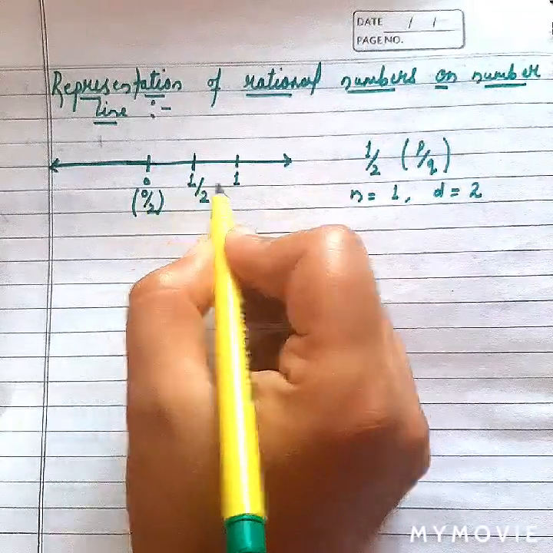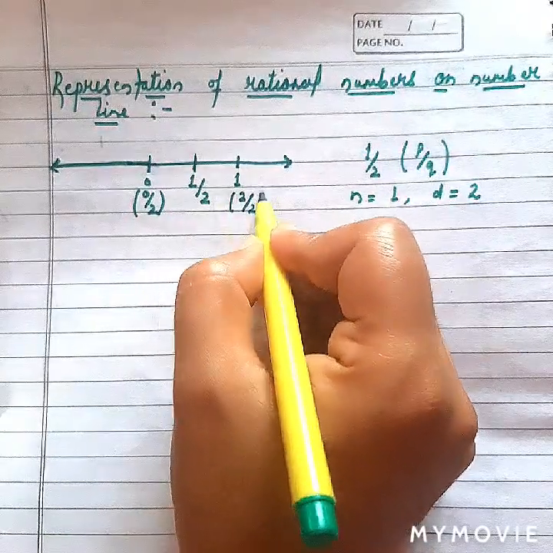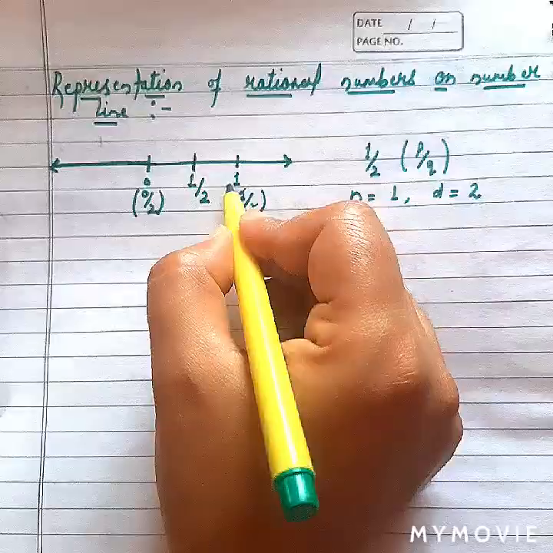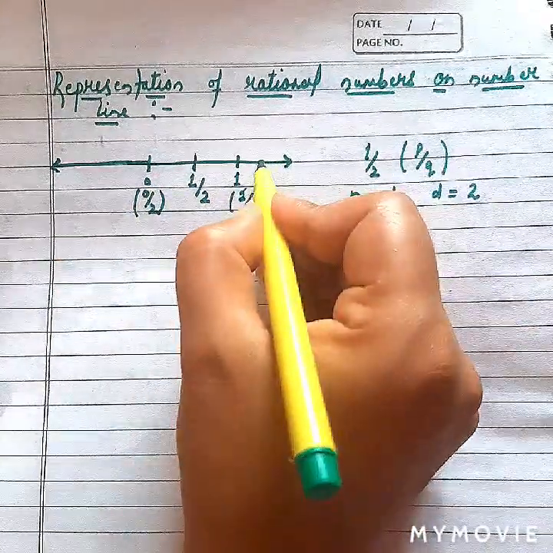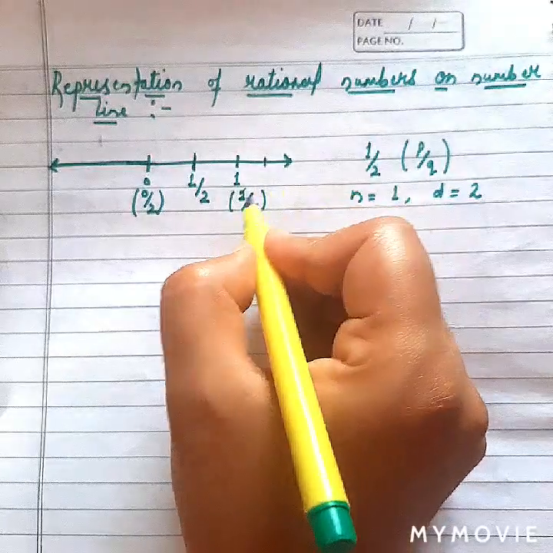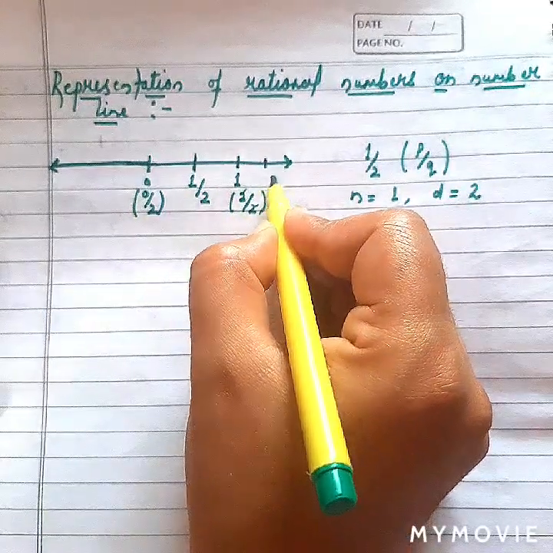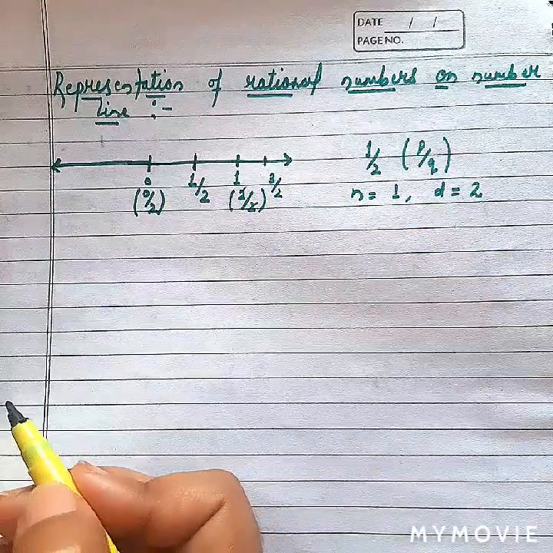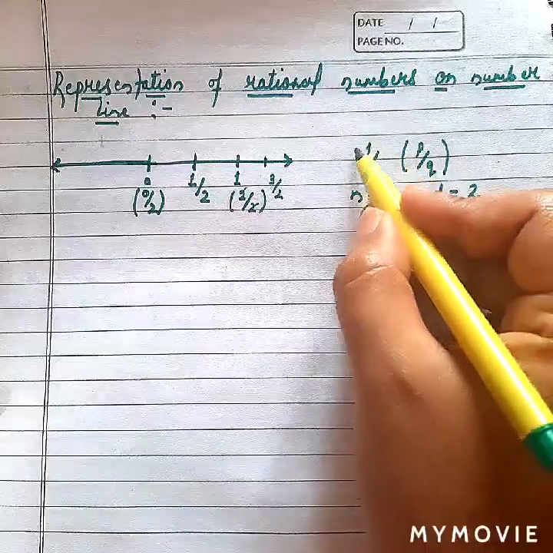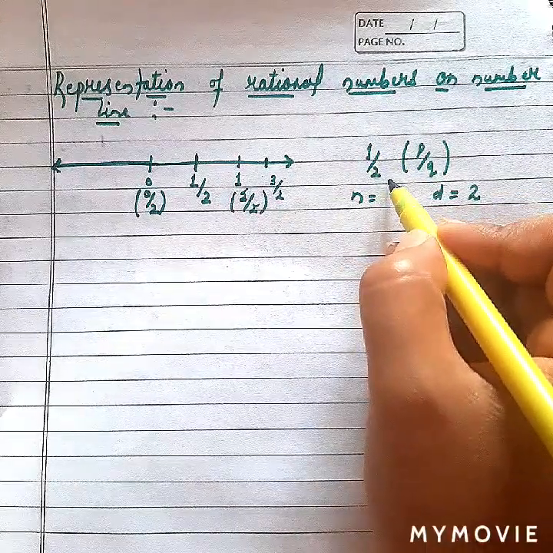Again, after 1 we will get 2 by 2, and after cancellation we will get the value 1. And we can go further also. After 1 we can find, this is 0 by 2, 1 by 2, 2 by 2. Here it will be 3 by 2. In the same way we can go further. Fine. This is the case when we have fractions with denominator 2, right?